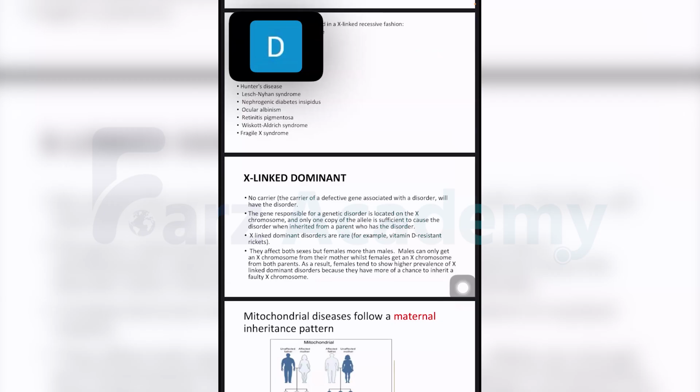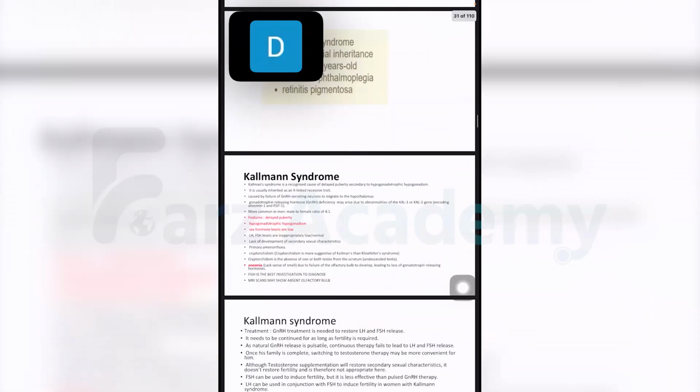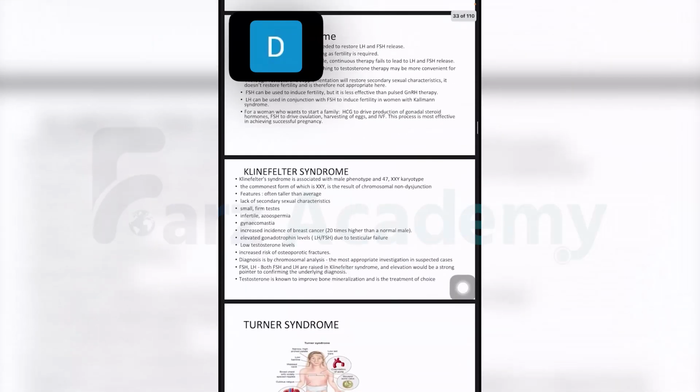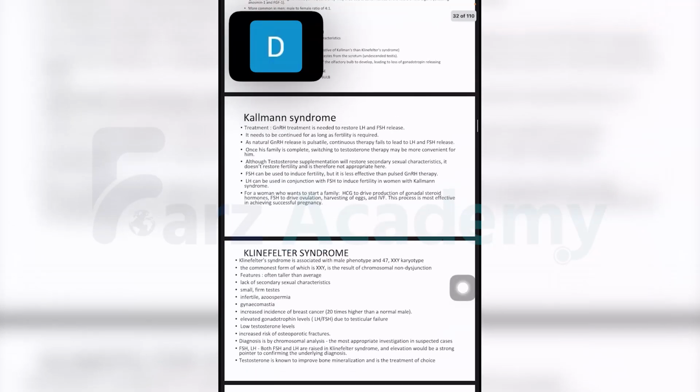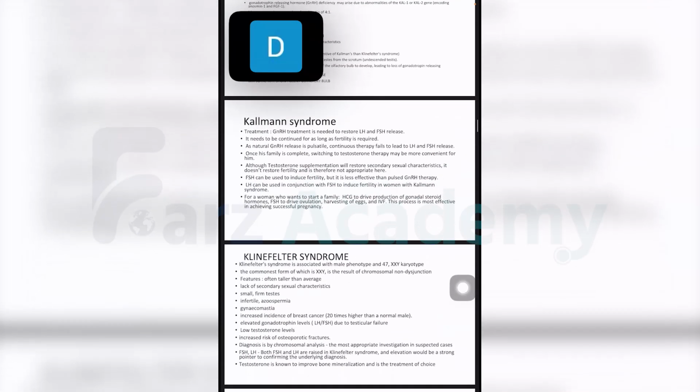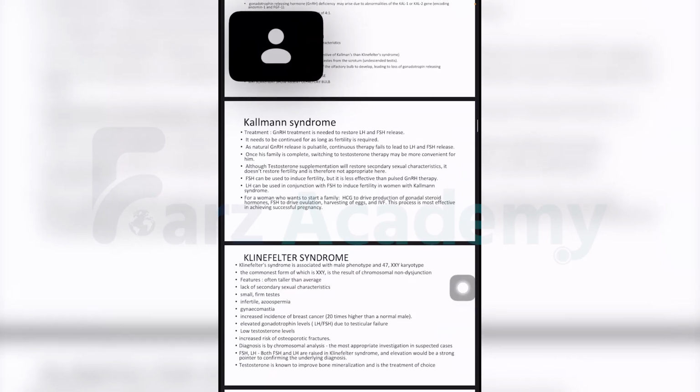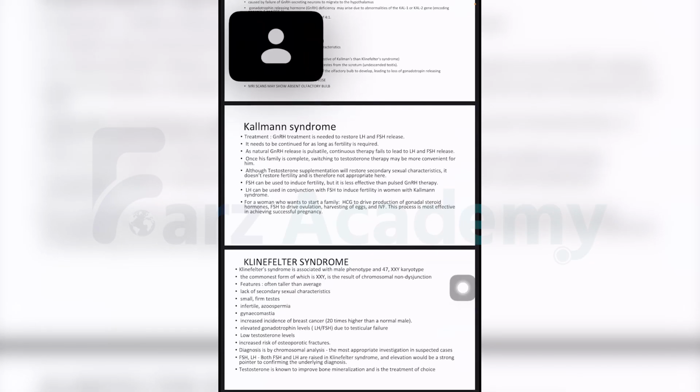Okay? Come on, I just showed the slide. That's why. Tell me two examples of mitochondrial inheritance. MELAS. Okay, very good. Cancer syndrome. Yes, very good.